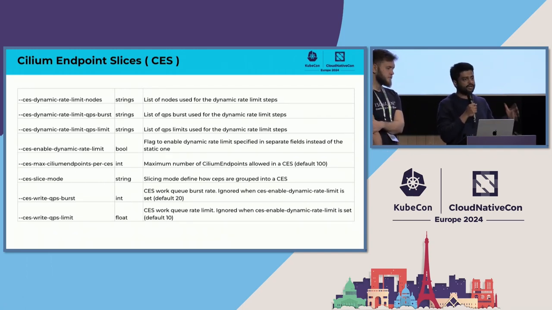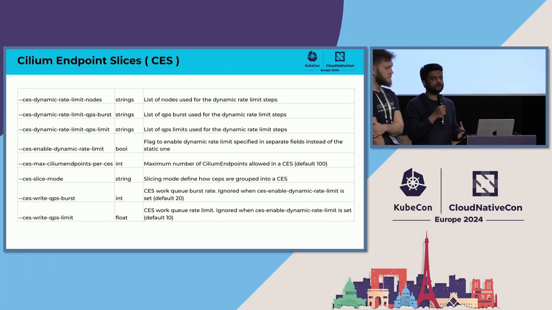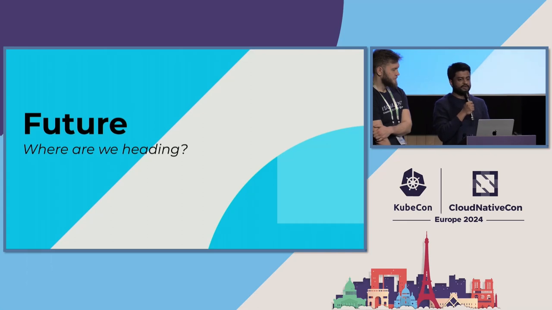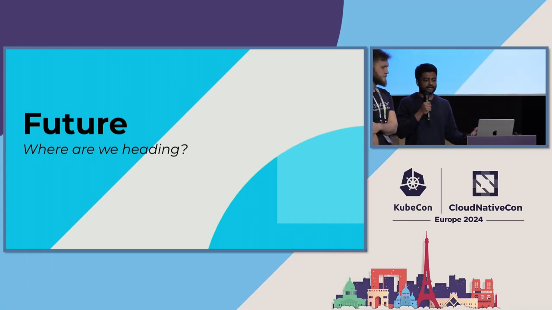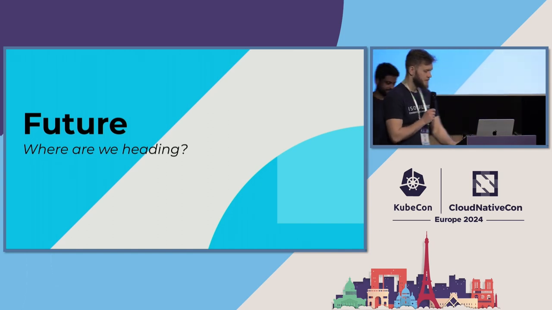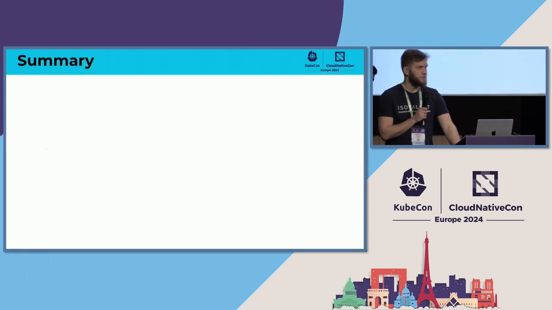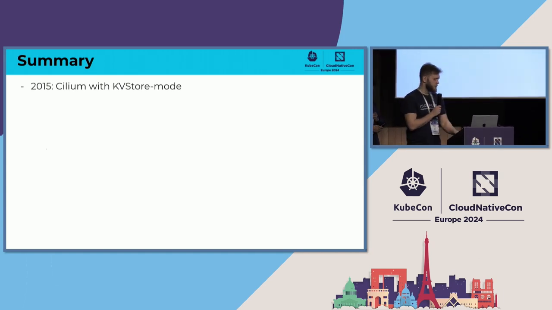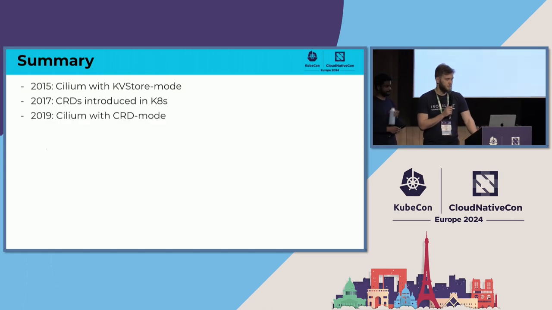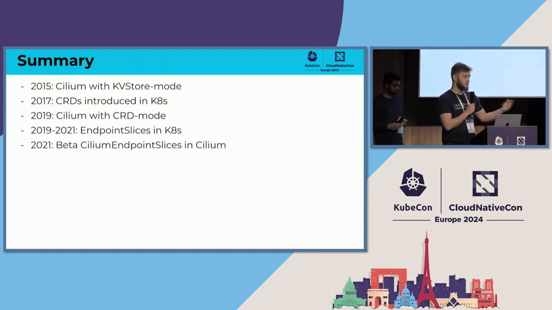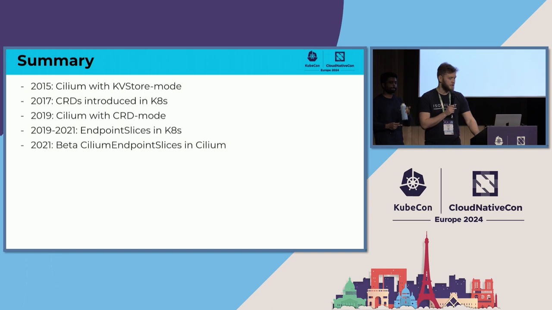But if you take a closer look at the documentation, Cilium endpoint slices are still marked as beta. In order to understand why that's the case and talk a little bit about where we are headed, I'll let Marcel continue. Okay, so let's first recap the story. Starting with Cilium, it supported only the etcd mode, then CRDs were introduced and Cilium started working with CRDs. In Kubernetes, endpoint slices were introduced, and now we have beta Cilium endpoint slices in Cilium.